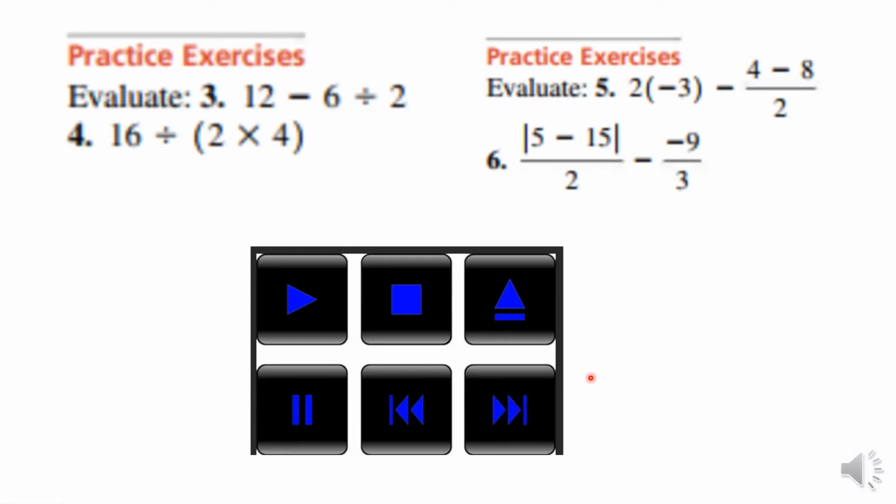Here again are some problems. Hit the YouTube pause, do these problems, then hit YouTube play for narrated solutions. Let's see how you did.